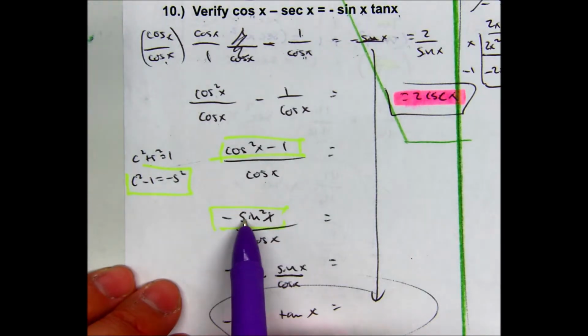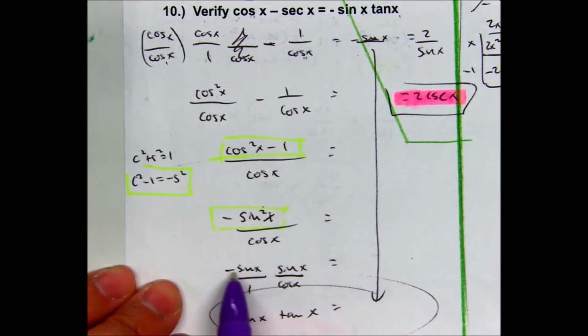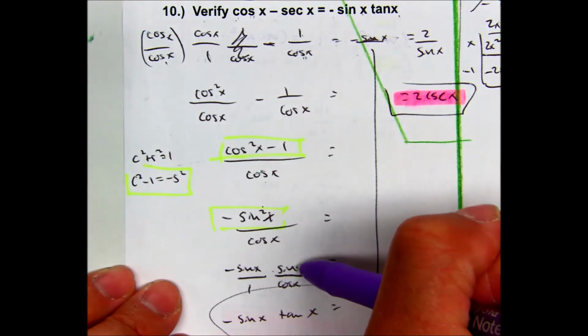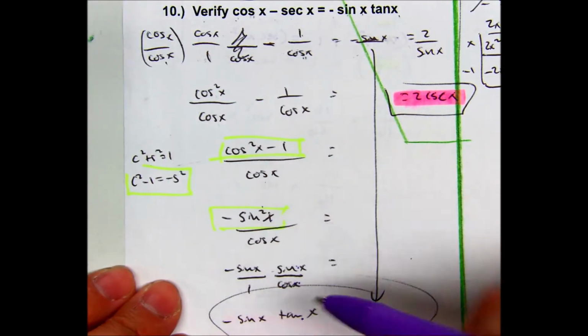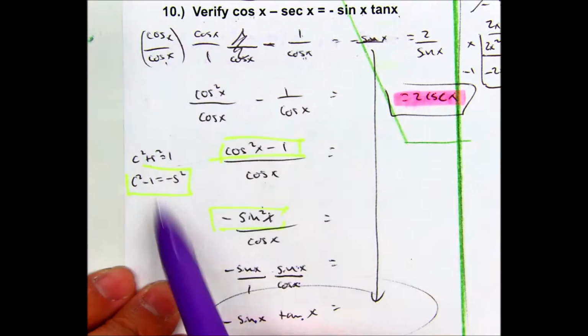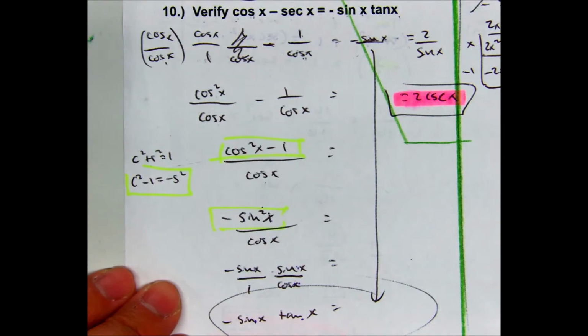Sine squared x, there are two sines, but pay attention, both of the sines are not negative. Negative sine times sine. I put that one over cosine. Sine over cosine by the quotient identity is tangent, and this side stays the same. Therefore, working only on the left-hand side gives you what you see on the right-hand side.